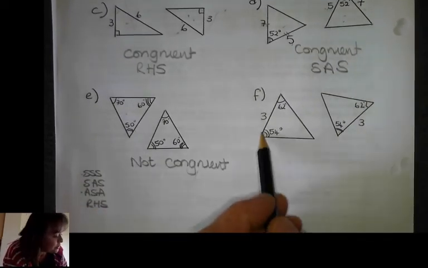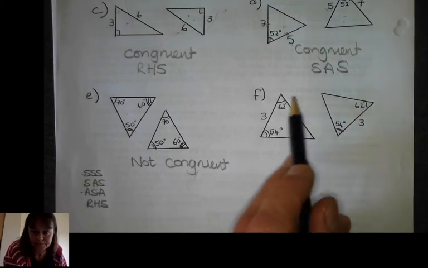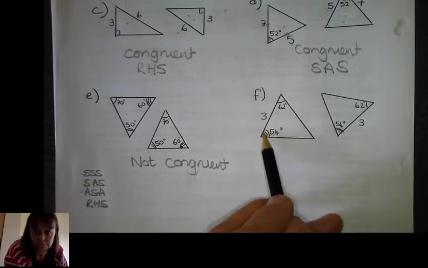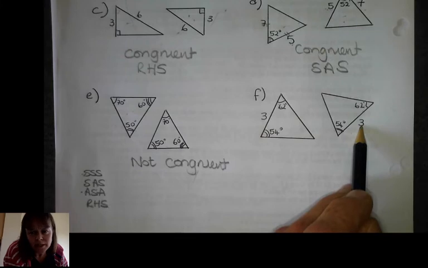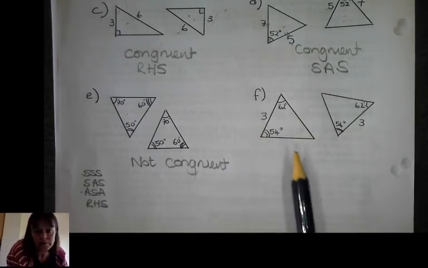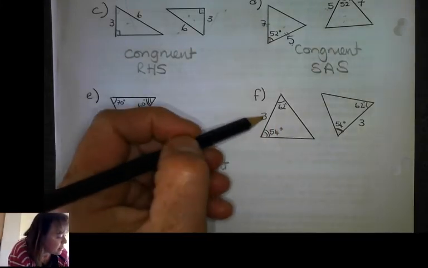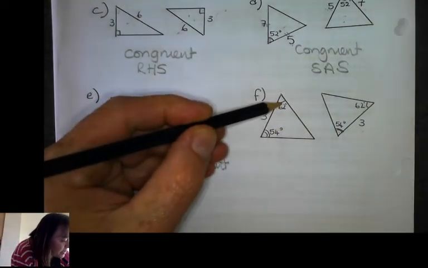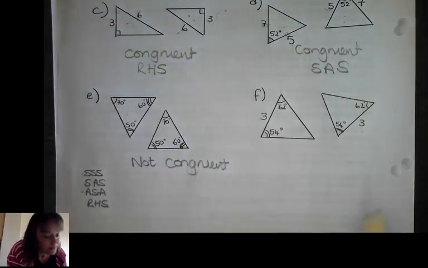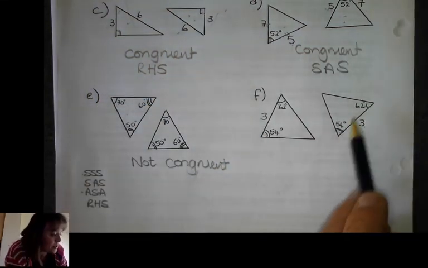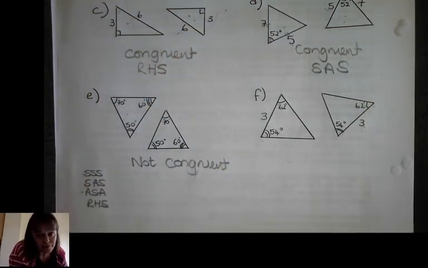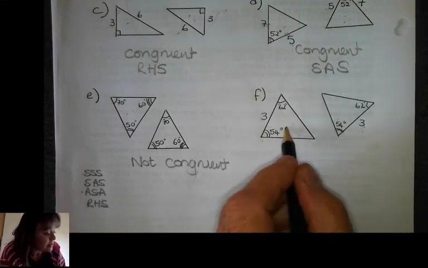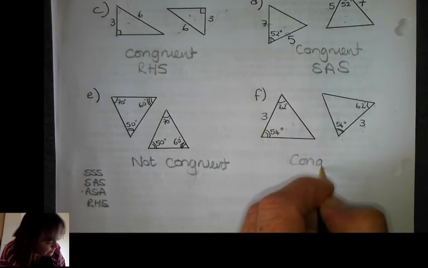So have I got two pairs of matching angles? Yes. Happy? Have I got a matching side? Well, it looks like it, but remember last time it looked like it, so I've just got to check. Is that 3 in the same place on both pictures? If I look at this 3, it's in between those two angles they gave me. If I look at this 3, it's in between those two angles they gave me. So I have got two sets of angles the same, and the side in the same place as well. So these two are the same shape, so I write congruent.